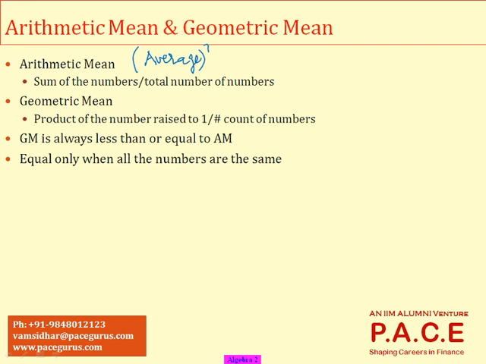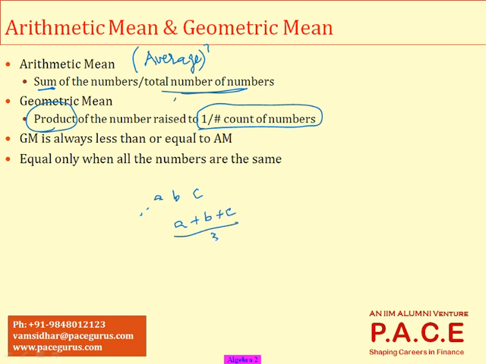Whereas when I talk about the geometric mean, this is slightly different from arithmetic mean. Instead of adding all the numbers, I take the product of all the numbers, I multiply all the numbers. Instead of dividing them by the total number, I will raise to the power of 1 by the total number. So if I'm talking about A, B, C, the arithmetic mean will become A plus B plus C divided by 3, whereas geometric mean will become A into B into C to the power 1 by 3.